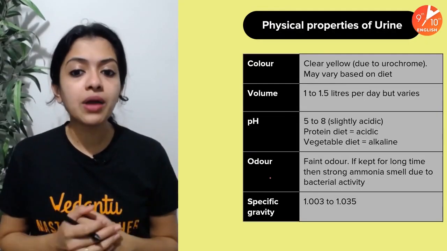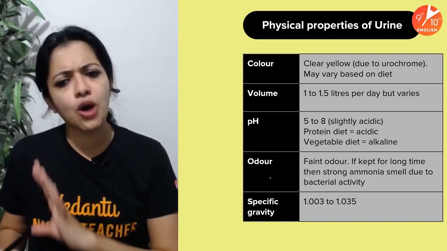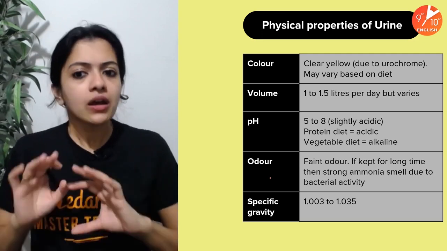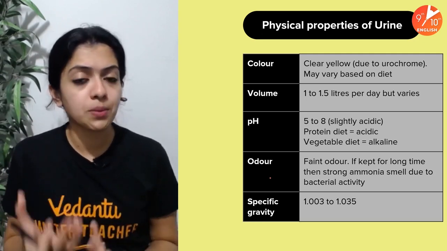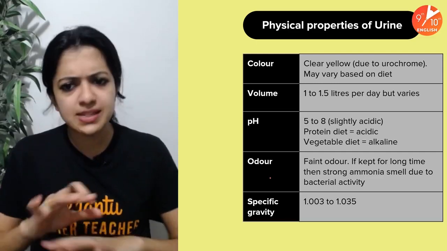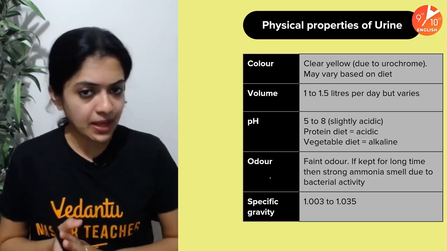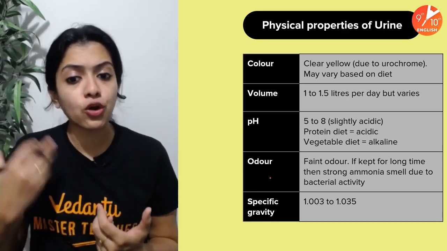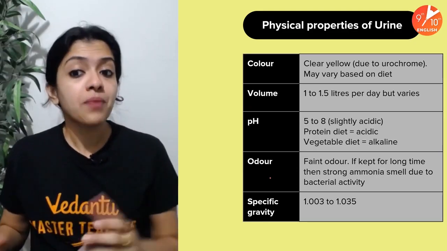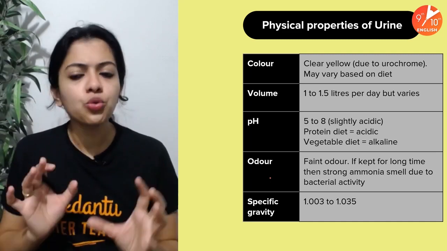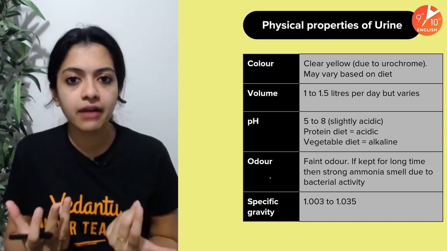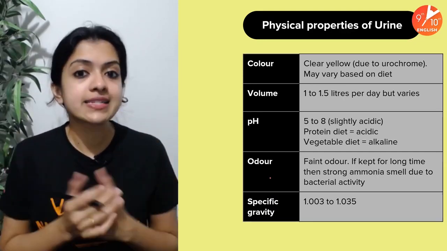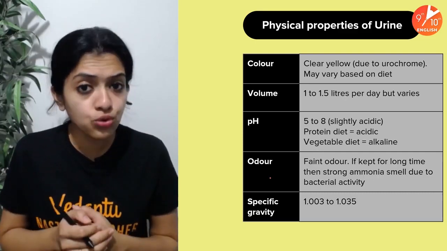All right, so now coming to the physical properties of urine, which are less commonly asked in your exams, but it's important for you to know because it's part of your syllabus. Okay, urine is typically clear yellow due to the presence of the pigment urochrome, and this may vary based on the diet as well. For vegetarians and non-vegetarians, it may slightly vary, and depending upon your water intake as well. Volume, how much urine per day? 1 to 1.5 liters are produced on an average, but again, it varies according to each individual person's health and consumption of fluids and whatever kinds of foods they eat.